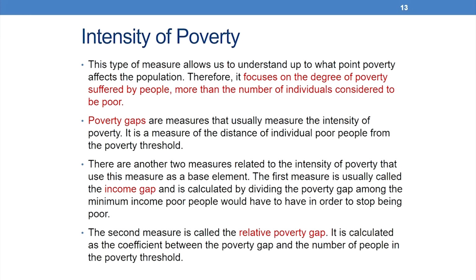There are other measures related to intensity of poverty that use this measure as a base element, and the first measure is usually called the income gap. We look at what is the income gap, calculated by dividing the poverty gap by the minimum income poor people would have to have in order to stop being poor. And the second measure is called the relative poverty gap, which is calculated as the coefficient between the poverty gap and the number of people in the poverty threshold.